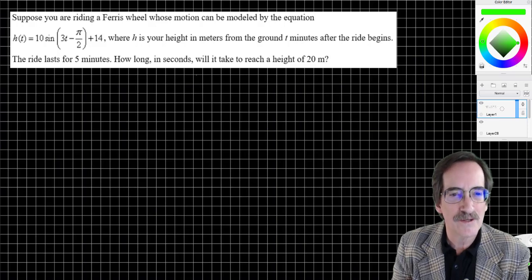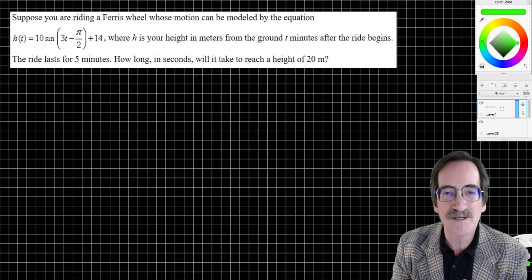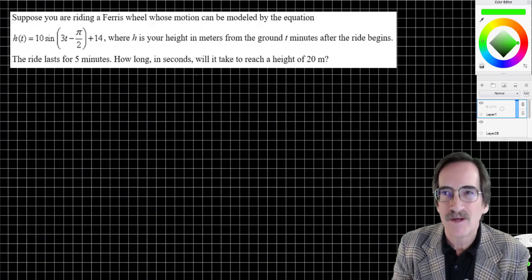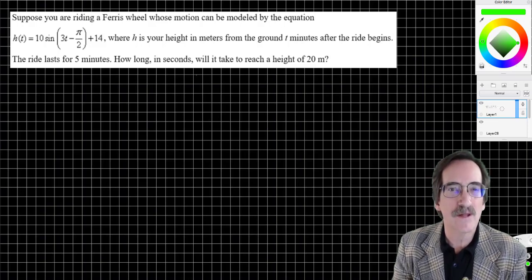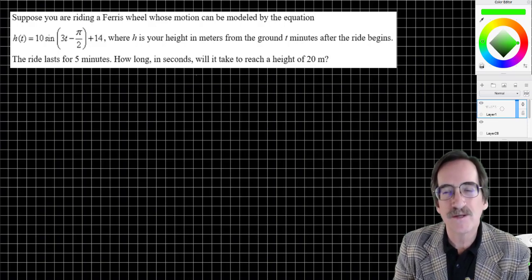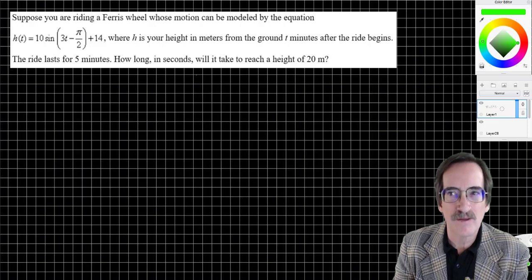This is Pre-Calculus B, Unit 3, Lesson 6, Trigonometric Equations. I have a problem on the screen. This is a problem of a class known as Rectilinear Motion. Basically what's happening here is we're modeling, in this case, the height of a passenger on a Ferris wheel.